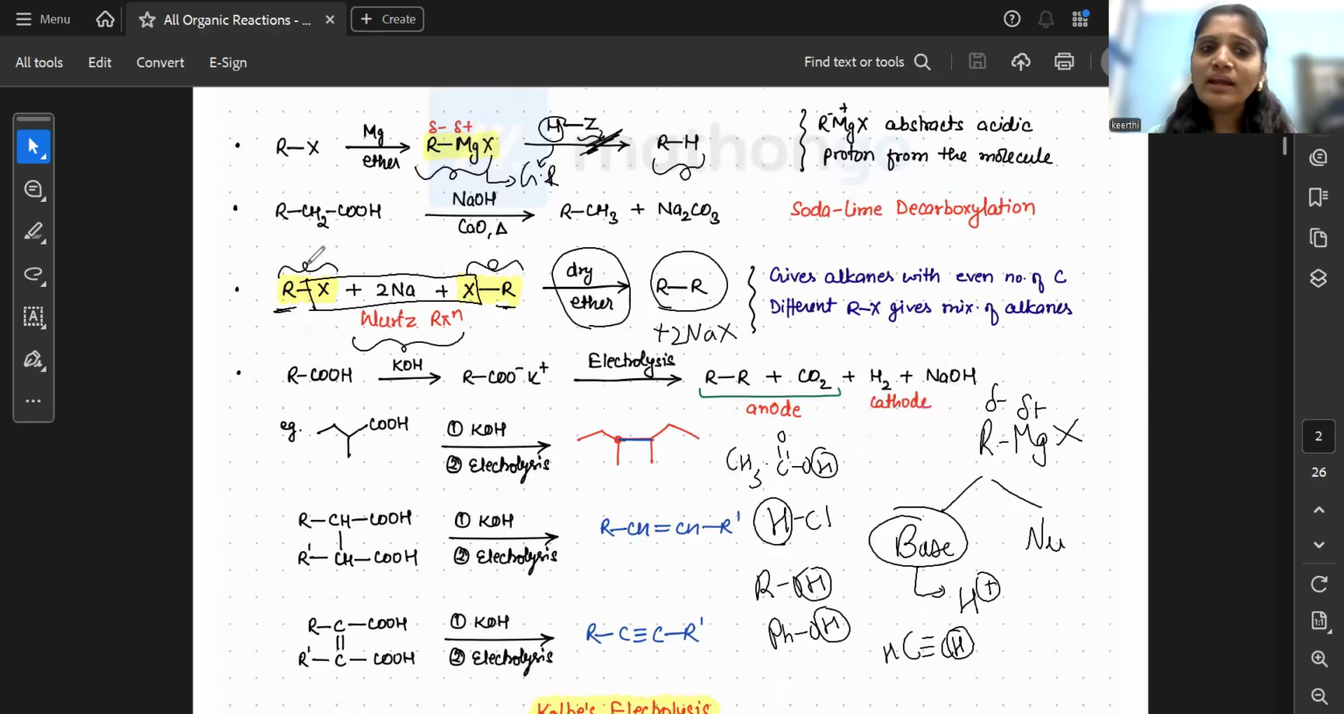Here, if you are taking CH3Cl, here you will take CH3Cl. Then you get ethane. Here, if you are taking CH3CH2Cl, here also you will take CH3CH2Cl, and then you get butane. Now you might be getting a doubt.